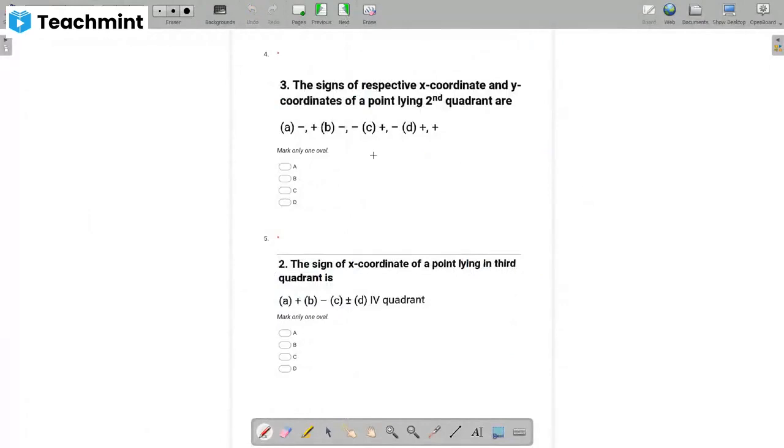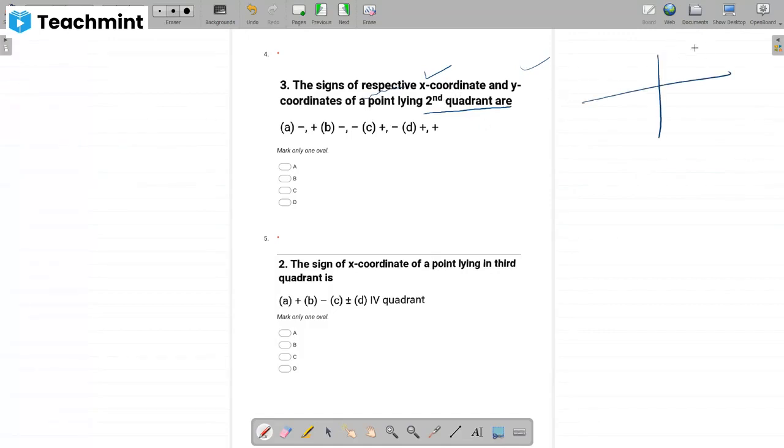Question number 3 is the signs of respective x coordinate and y coordinate of a point lying in second quadrant are. Means in second quadrant, the sign of x and y coordinate. Be careful whenever you find this word respectively. Respectively means in the same order we have to find. So in the same order means first we need to find the sign of x coordinate, and then y coordinate in second quadrant.